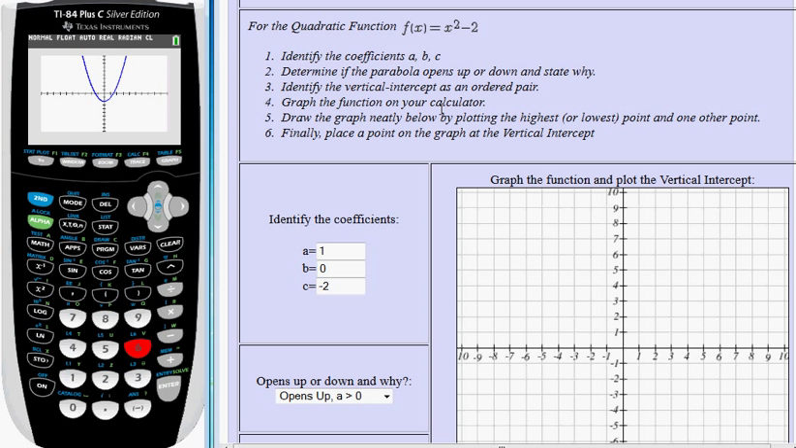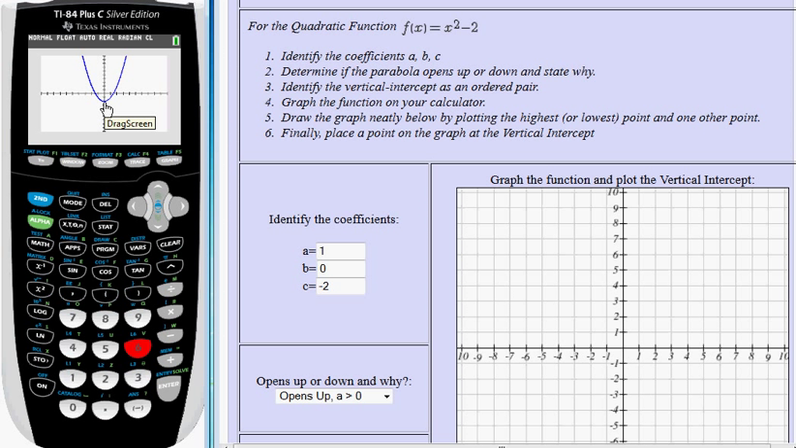So I graph the function on my calculator. I'm on to step 5. I'm supposed to draw the graph neatly below, plotting the highest or lowest point and one other point on the graph. In the previous video, we had the vertex being different than the vertical intercept, and we had our 2 points. Can't have that happen in this case because our vertical intercept and the vertex are the same.